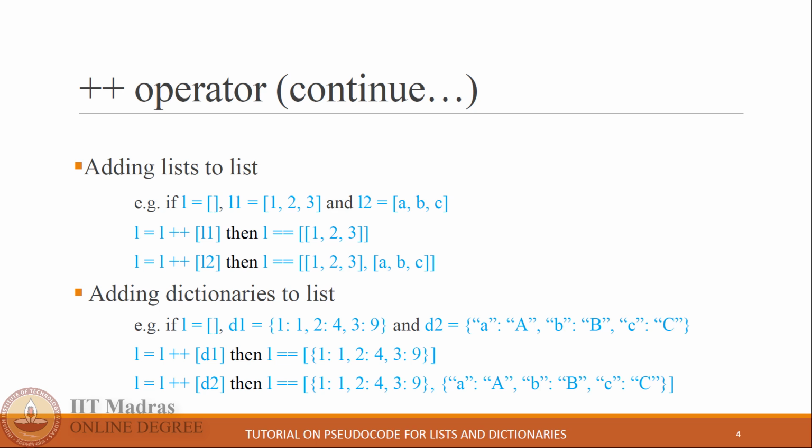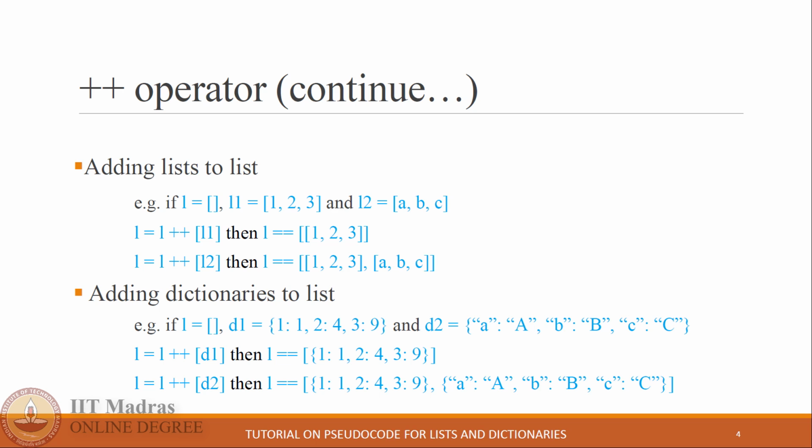Let's see some more examples of list using plus plus operator. For example, L is an empty list. L1 contains 1, 2, 3 and L2 contains A, B, C. If we perform this operation, L is equal to L plus plus L1 inside square brackets, then L will result into a list of list, and that inner list will hold 1, 2 and 3. If next operation is followed by the list operation, then we will add one more element into list L, which is another list, and that list will contain A, B and C.